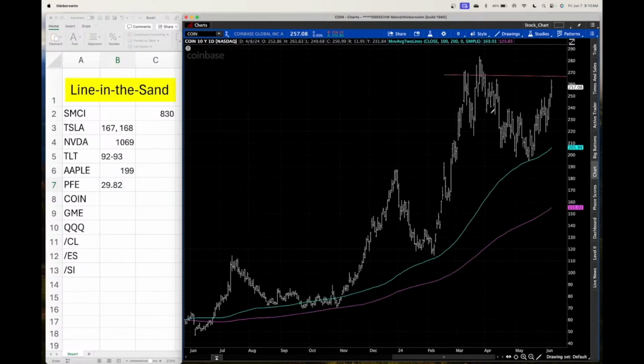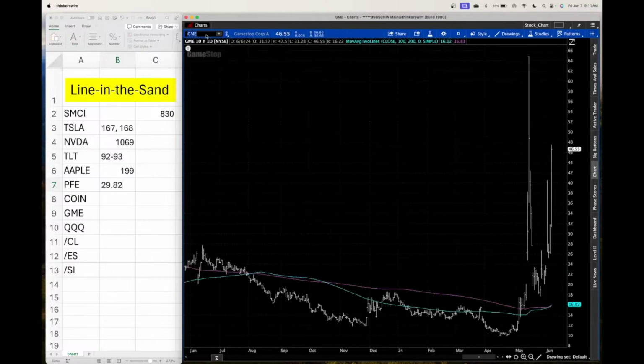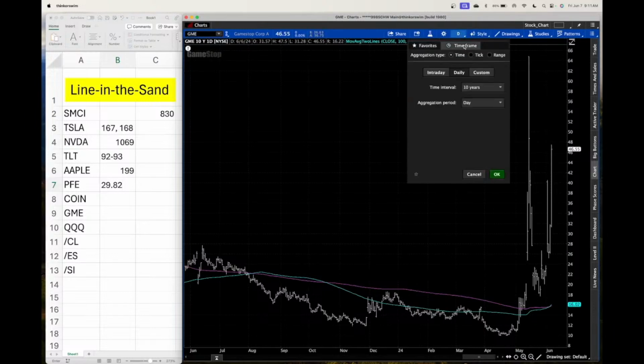No real line in the sand for coin. Trying to break out. It will break out. It is just a volatile stock. So I don't really have a solid line in the sand. But game, what about game moving like crazy? Even game, guys, if you take a step back, you can find that one number.